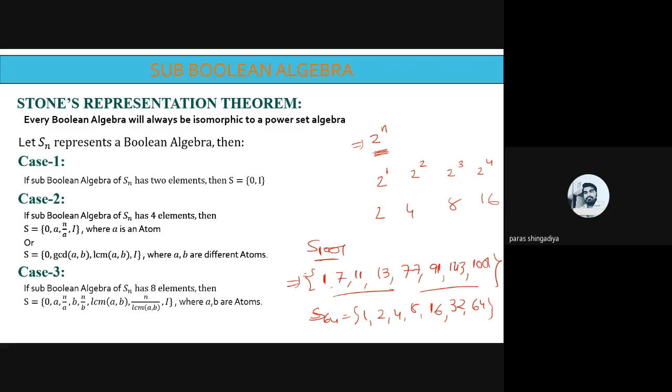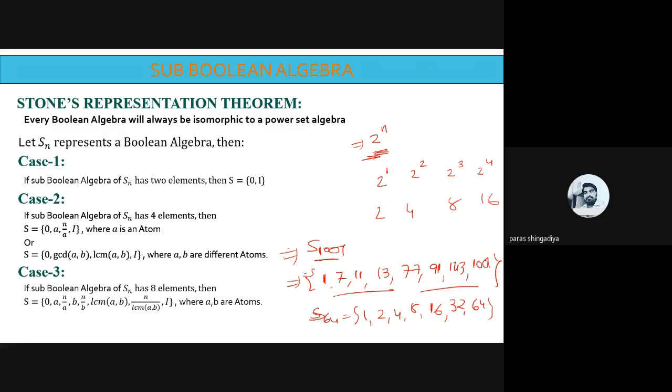But S1001 is a Boolean algebra. Why is it a Boolean algebra? You have two ways to verify that. One is the definition, and the second one is the Stone representation theorem. If the number of elements equals that of a power set algebra, meaning of the form 2 raised to n, the number of elements in this set should be of the form 2 raised to n. N may be 1, 2, 3, 4, 5, and so on. So if the set contains 2 raised to n elements, then we can easily say it is a Boolean algebra.